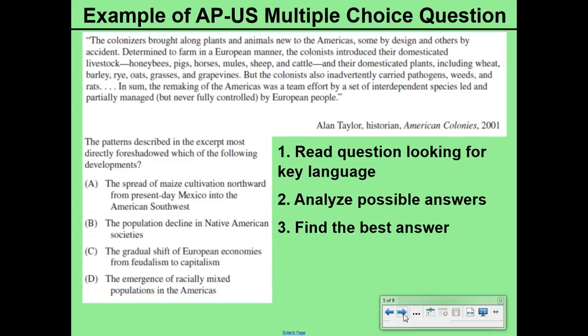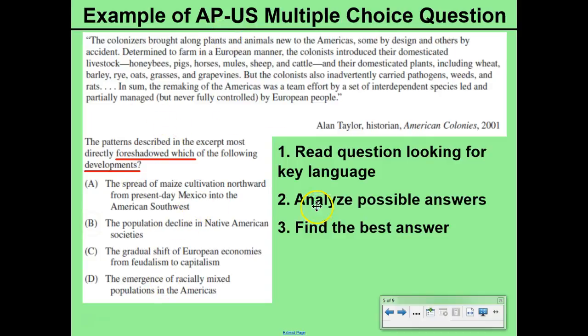So now as we go into our second example, we have the same passage up top, and now we have a new question. So let's read the question, look for key language. The patterns described in the excerpt most directly foreshadowed which of the following developments? Well, foreshadowed which of the following developments? So that's what we're looking for. So again, it's kind of a cause and effect causation question here. So the Columbian Exchange caused which of the developments below?